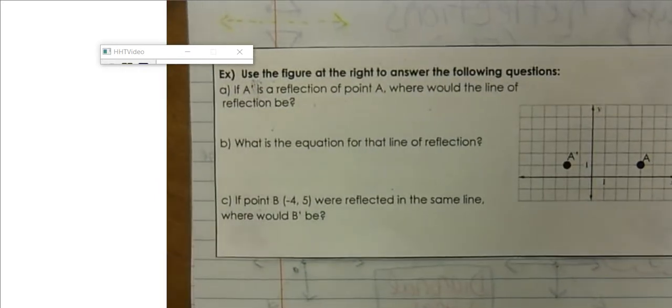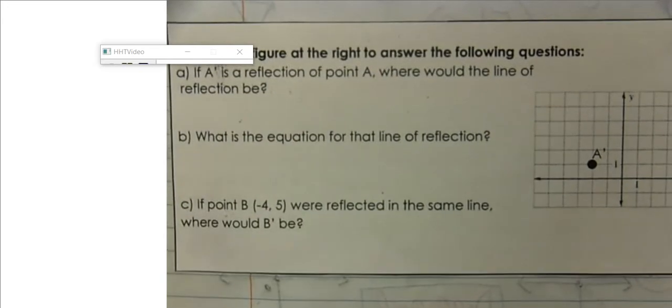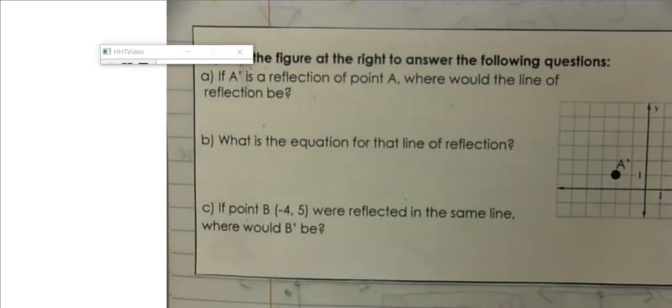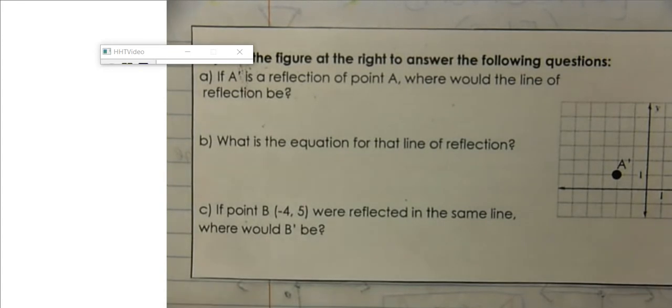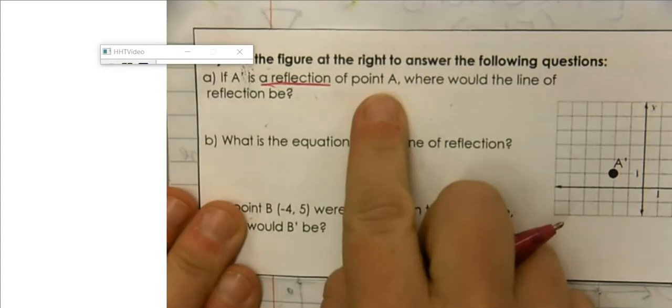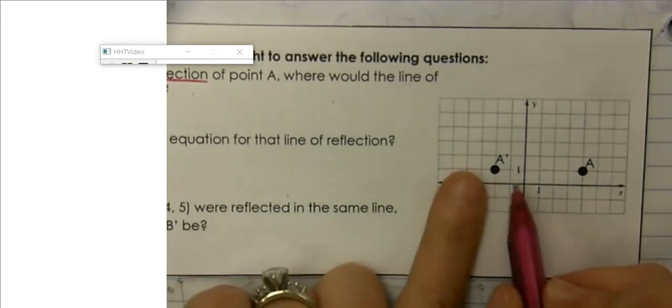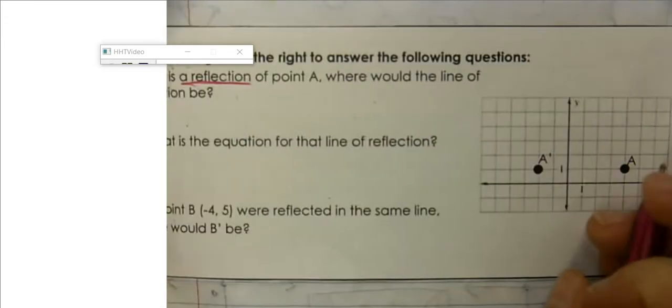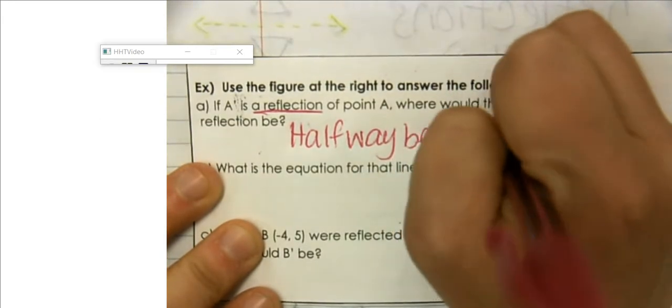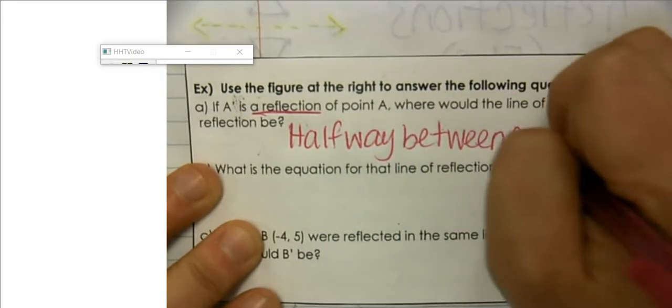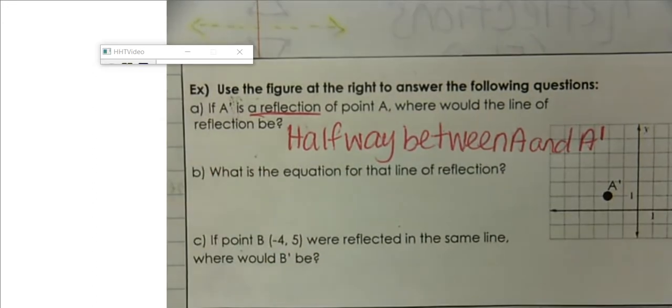And this problem says, once again, use the figure at the right to answer the following questions. Letter A says, if point A prime is a reflection of point A, where would the line of reflection be? So if you think about it, it's a perpendicular bisector. So the line of reflection has to be halfway between A and A prime.